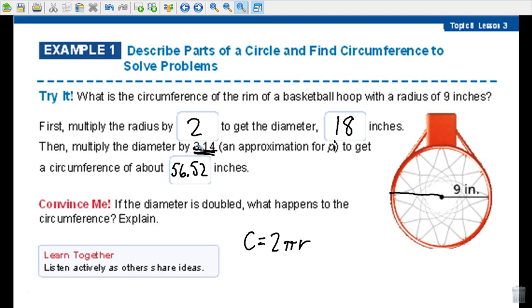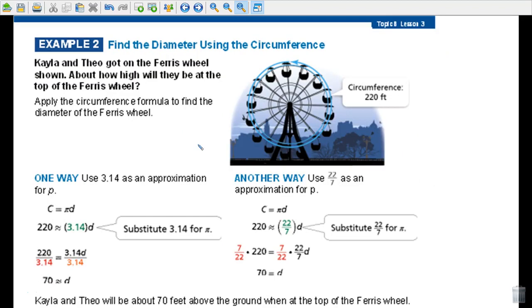Let's move on to example 2. Example 2, find the diameter using the circumference. Kayla and Theo got on the Ferris wheel, shown. About how high will they be at the top of the Ferris wheel? Apply the circumference formula to find the diameter of the Ferris wheel.